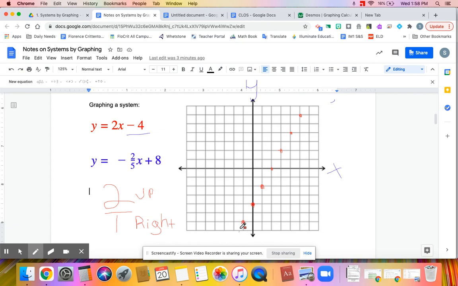I'm not going to be good at this on the computer. It's not going to look straight. It didn't even go through all my points. Pretend with me. All right, let's do the blue one.